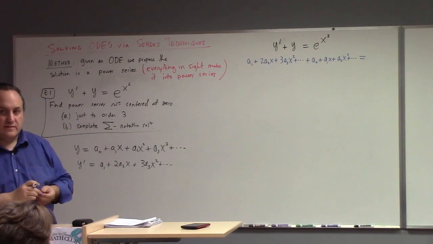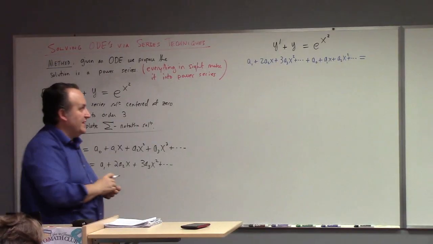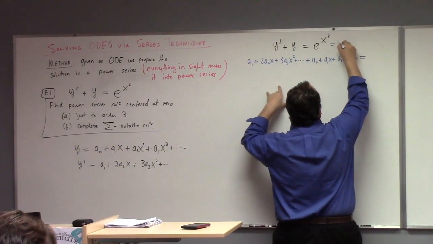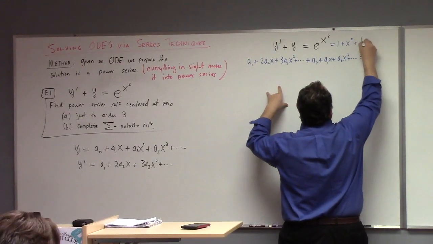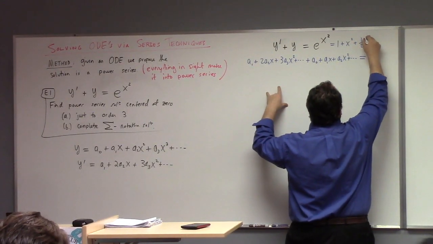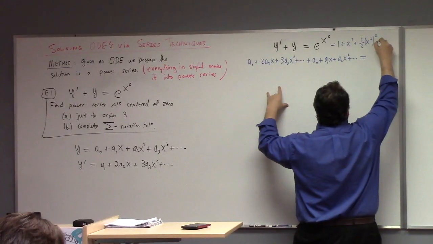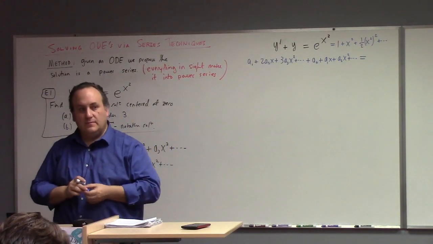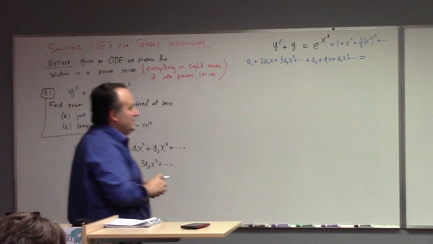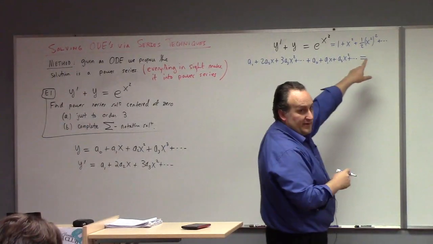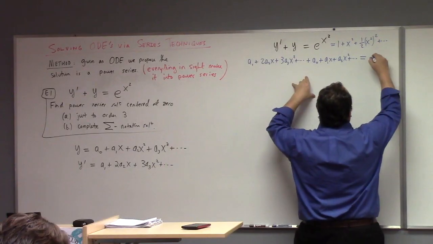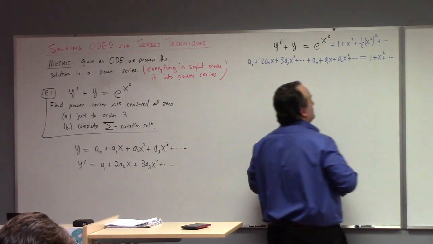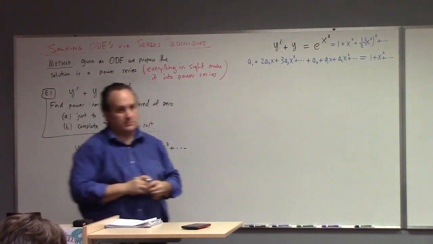What's e to the x squared? What's its Maclaurin expansion? Well, this is 1 plus x squared plus 1/2 x to the power 4, because it's x squared squared, and so forth. There I'm using the known Maclaurin expansion of the exponential. I don't need the x to the fourth term, that's quartic, we don't care about that. So we'll just keep 1 plus x squared plus stuff I don't care about.